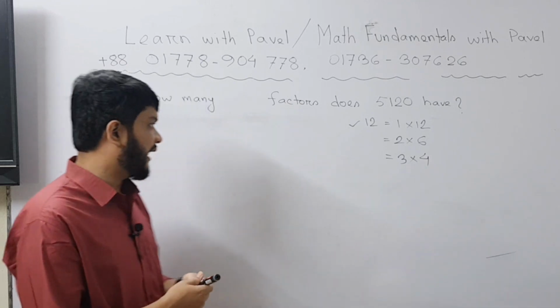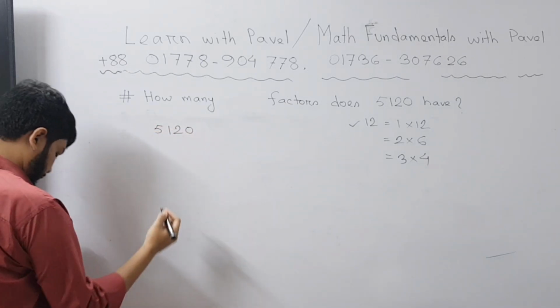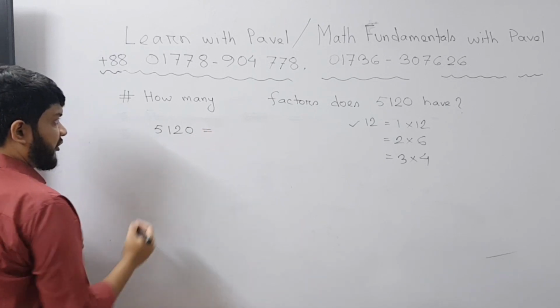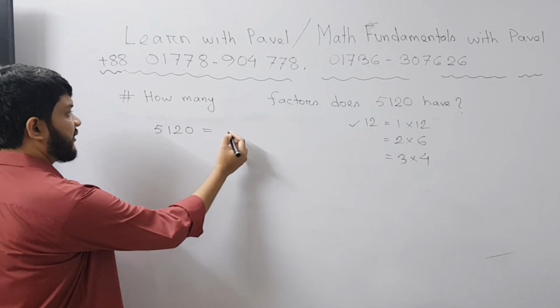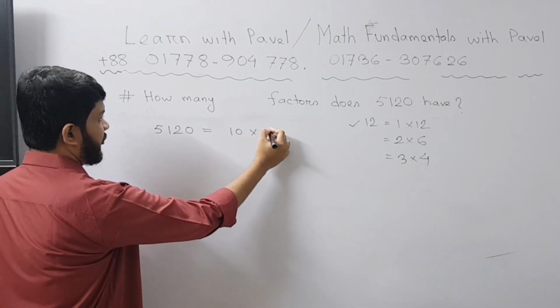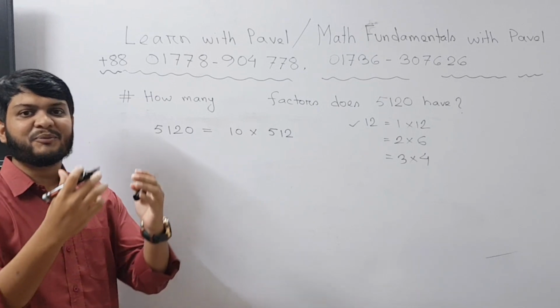So let us begin that. We have 5120. At first we can divide it by 10, so we can write 10 times 512. Your task is to break down the number.